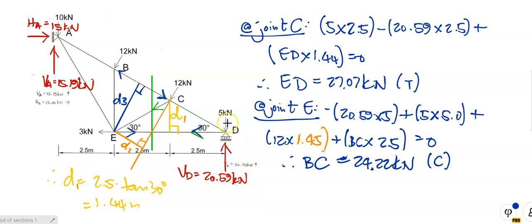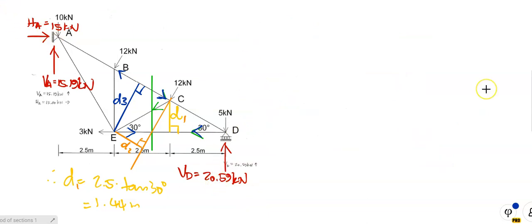Now let me just see if I can do something here quickly. I've cleaned the board, so to say. Okay, right, I'm going to take moments about D. So at joint D, that force is going to be out, and BC will be out. So what's going to be considered? The 12 kilonewton force, and of course, member EC.